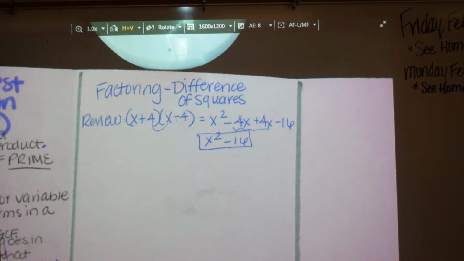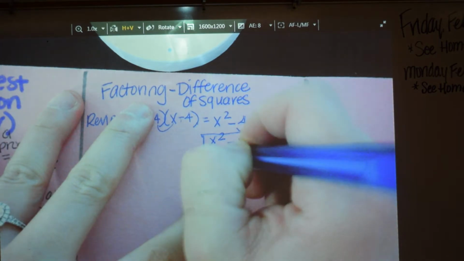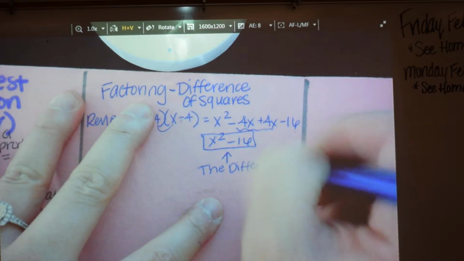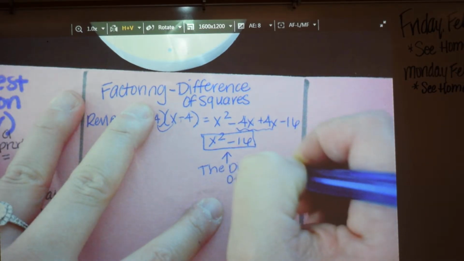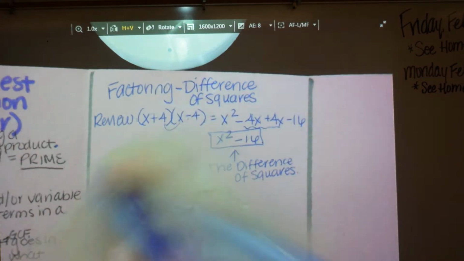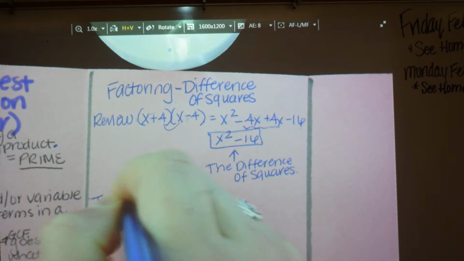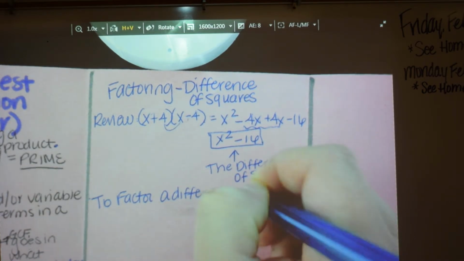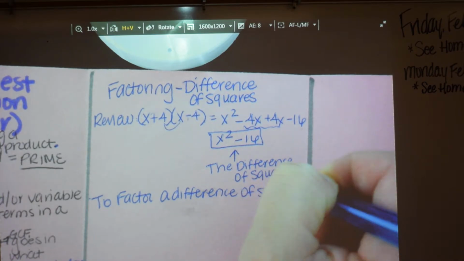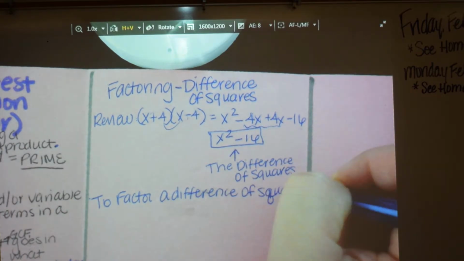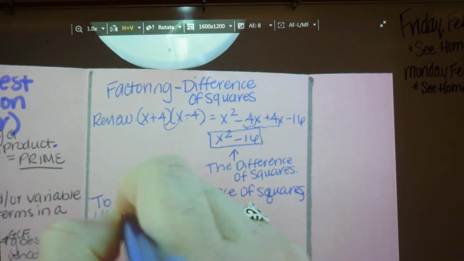So now what we're going to do is work backwards, because this resulting product is called the difference of squares. And as you can see, we have a perfect square of 16 and a perfect square of x. So to factor a difference of squares, use the following rule.